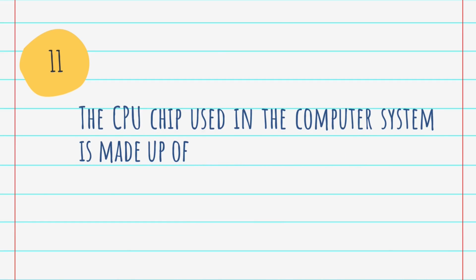Question number 11. The CPU chip used in the computer system is made up of. The CPU chip used in a computer is partially made out of silicon. Silicon is a highly pure, easy to use and cheap semiconductor, perfect for the huge computer chip industry. Silicon is the basic material used to make computer chips, transistors, silicon diodes and other electronic circuits and switching devices, because its atomic structure makes the element an ideal semiconductor.